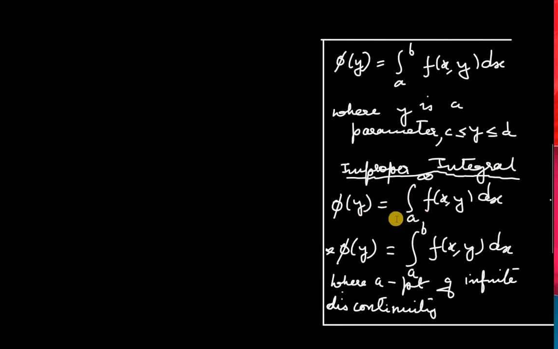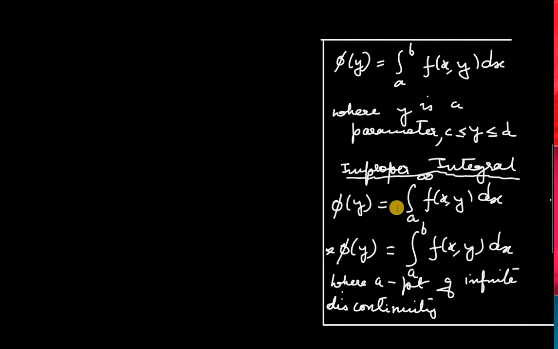Now, what are improper integrals? Improper integrals are of this type only. Phi of y is equal to integral a to infinity, where at least one of the limits of integration is infinity, or it can be phi of y is equal to integral a to b f(x,y) dx, where a is a point of infinite discontinuity of this function f(x,y). That means f(x,y) is discontinuous at the point a. These two types of integrals are called improper integrals.